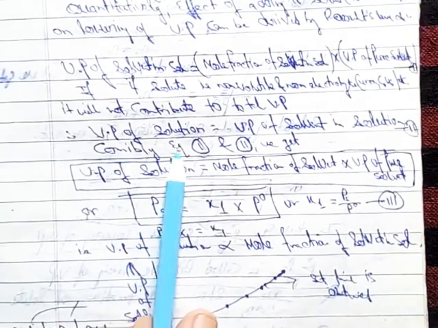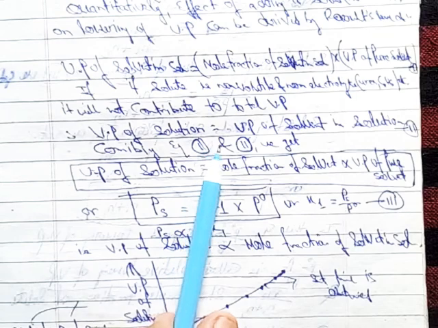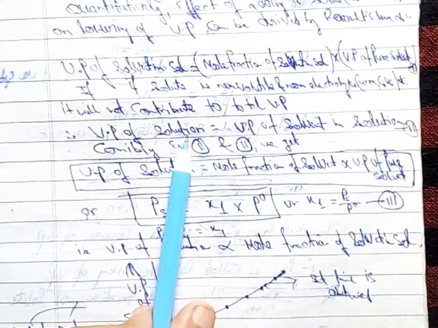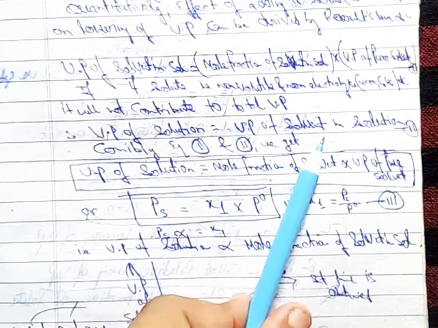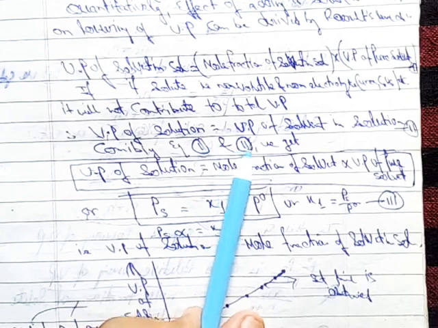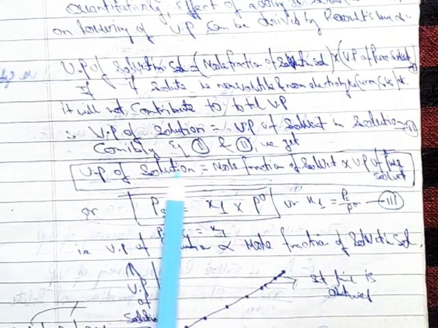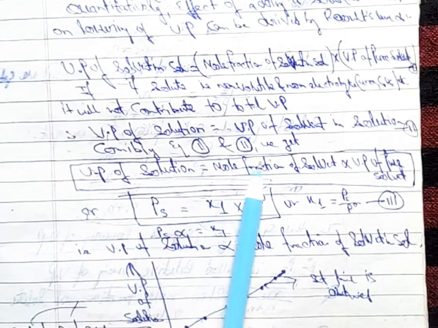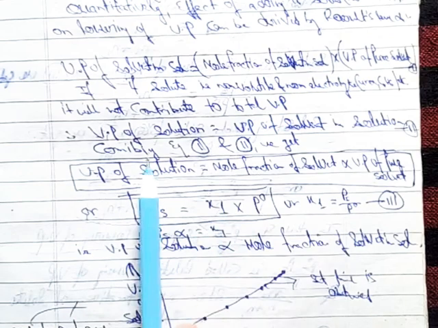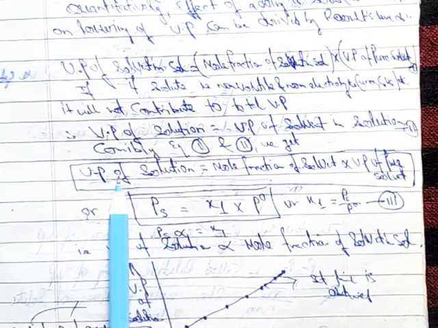Then, if we consider the vapor pressure of the solution, what do we have to take? That will be equal to the vapor pressure of the solvent in solution, because the solution has vapor pressure only because of the solvent. So the vapor pressure of the solution is equal to the vapor pressure of the solvent in solution. Now, combining equation 1 and equation 2, this one being the vapor pressure of the solution, what will we get finally?